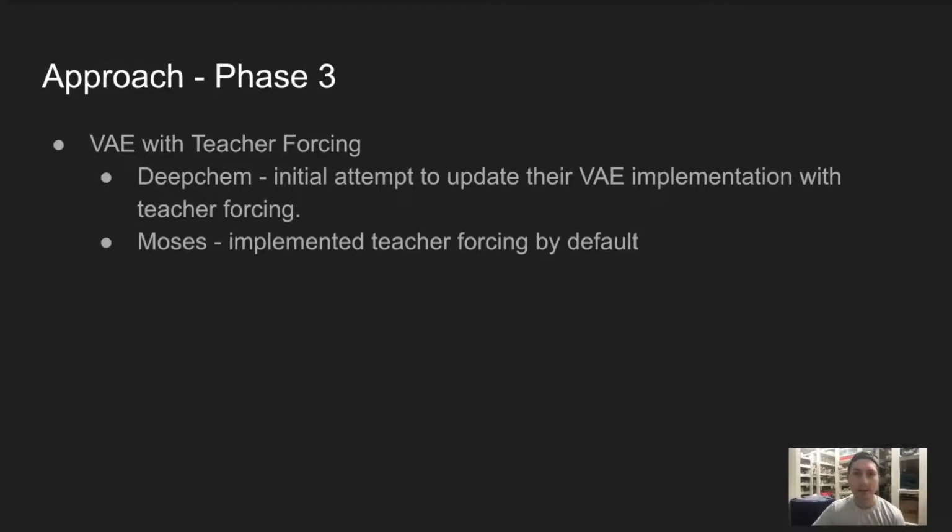The next modification that we made to the model was to add teacher forcing. Initially, we attempted to modify the DeepChem library and implement teacher forcing ourselves. That proved a little bit too challenging, and we were able to then find another package that had already provided that teacher forcing as part of the variational autoencoder model.